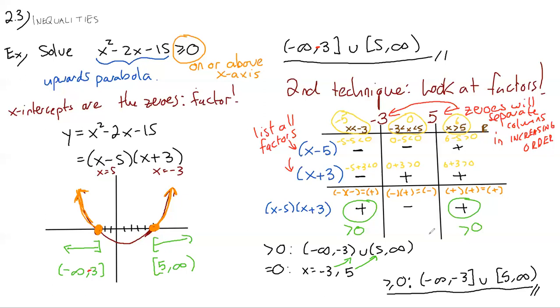So what I'm going to do now is give an example with a much bigger, messier polynomial, and we're going to see that this table technique is actually going to do wonders for us.